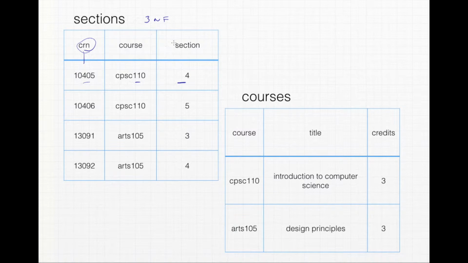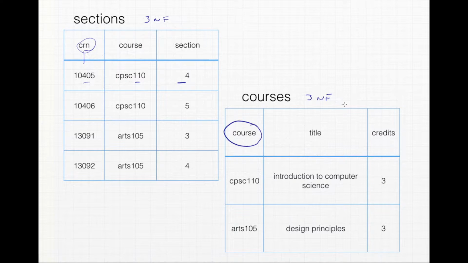So section here is not dependent on course, or course is not dependent on section. And it's the same here with this courses table, that all the values are atomic. We have a primary key, a one-column primary key. Because it's a one-column primary key, this is also in 2NF. And there are no transitive functional dependencies, so that makes this 3NF.